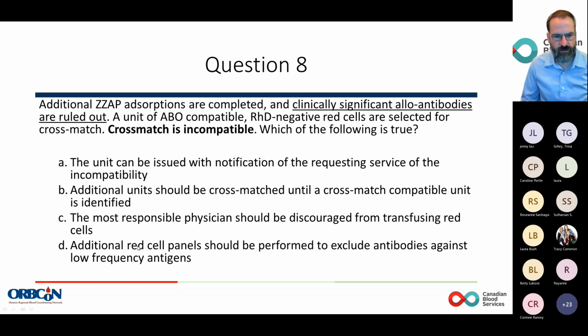We should contact the most responsible physician and try and discourage them from actually transfusing the patient, because it's going to be difficult to find a cross-match compatible unit. Or we should continue doing some red cell panels to make sure that we haven't missed any low frequency antigens that are causing the cross-match incompatibility.